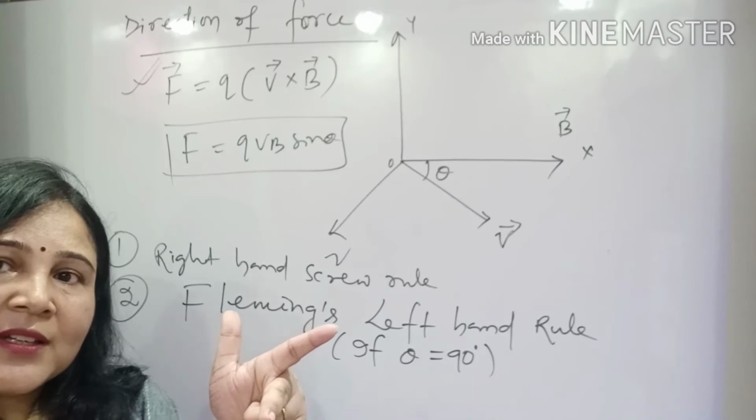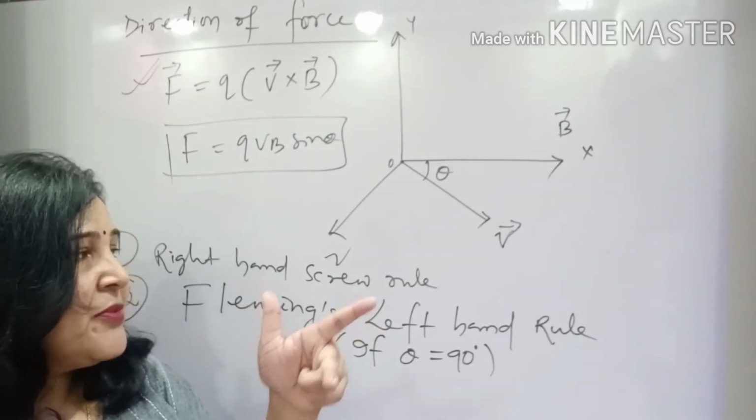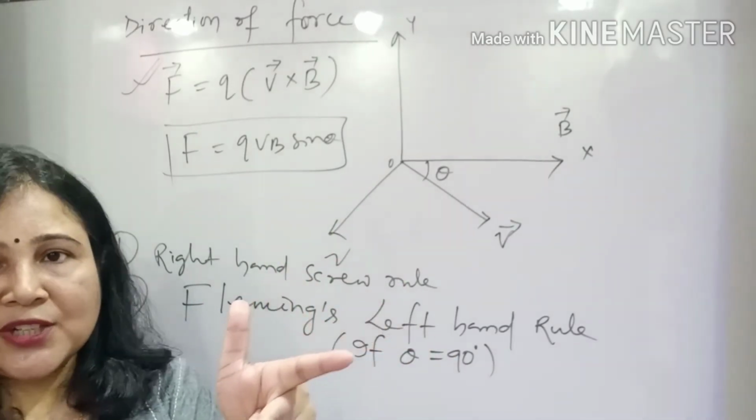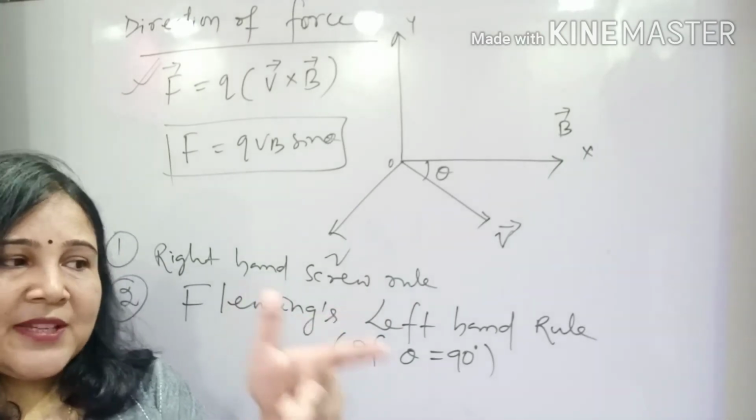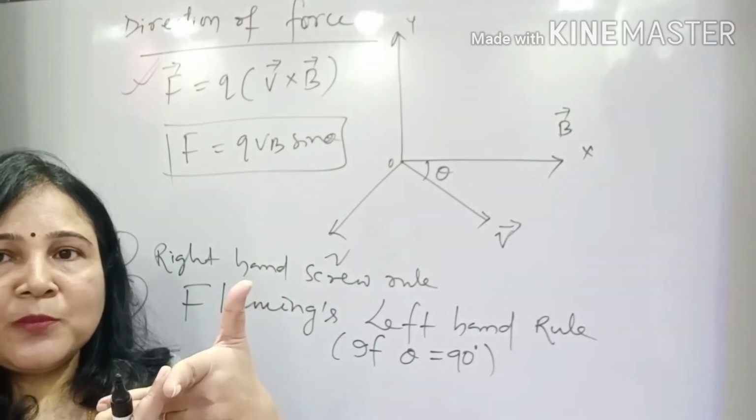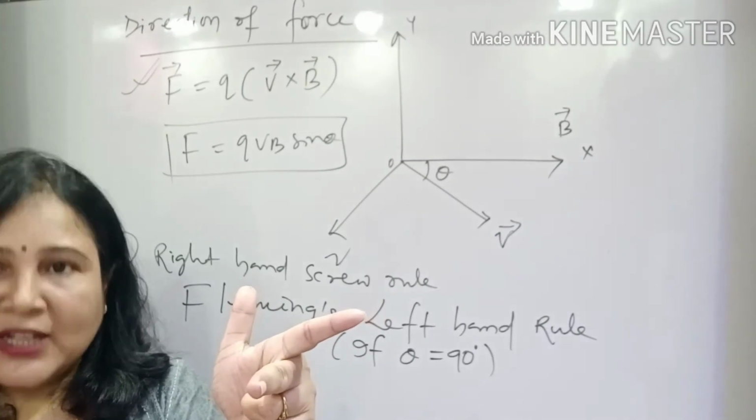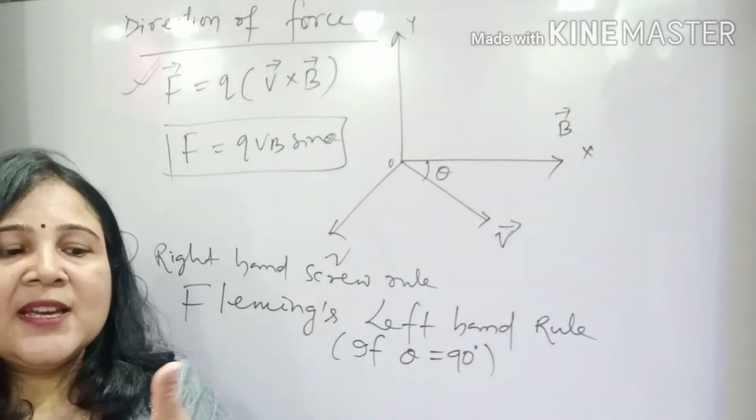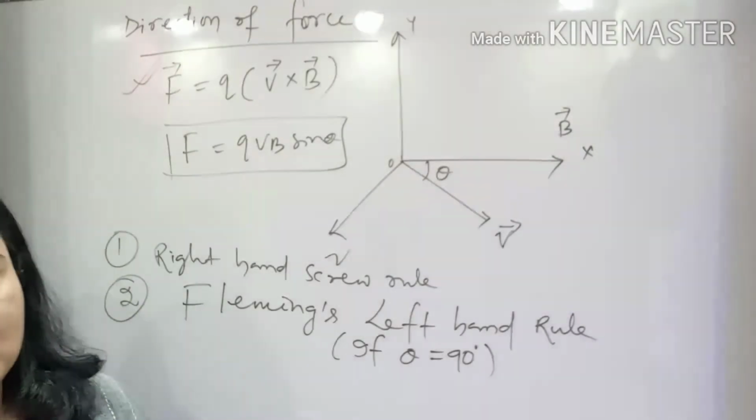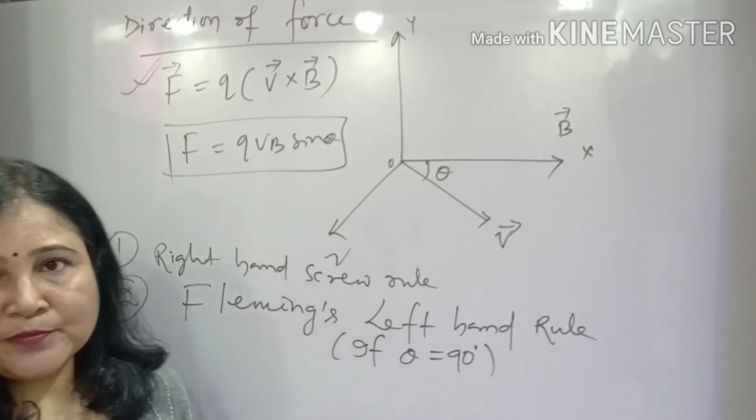Flow of current means the direction in which the positive charge moves. That is important, you remember. Then the thumb will give you the direction of the force. Understood what I said here? The first finger points the direction of the magnetic field, the central finger points the direction of the flow of current, or the flow of positive charges, and the thumb gives you the direction of force. That is Fleming's left hand rule, and it can be used to find the direction of the force.